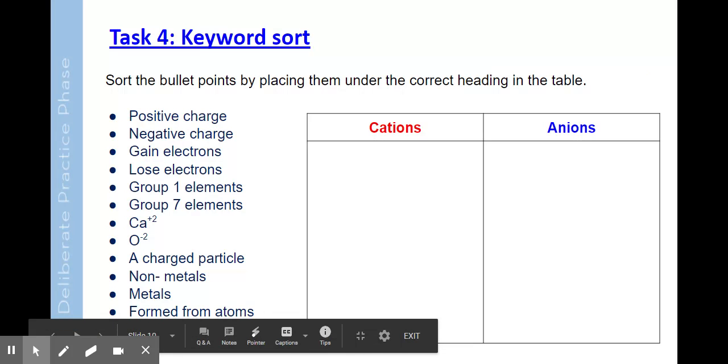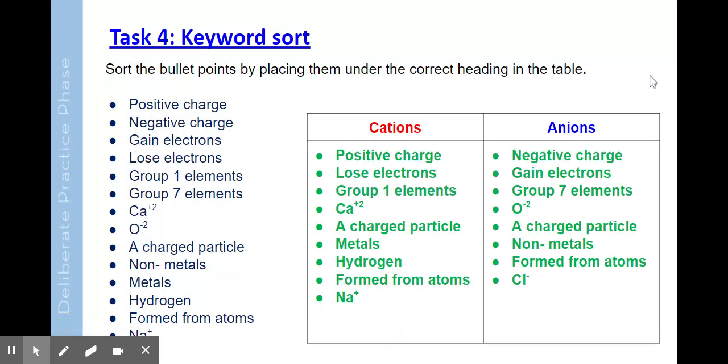So the answers are as follows. Make sure you're green penning your work. Okay, I include the answers for instant feedback so you can see if you've gone wrong somewhere. You can correct where you've gone wrong, or you can see if you understand it and you've got them correct. Well done.